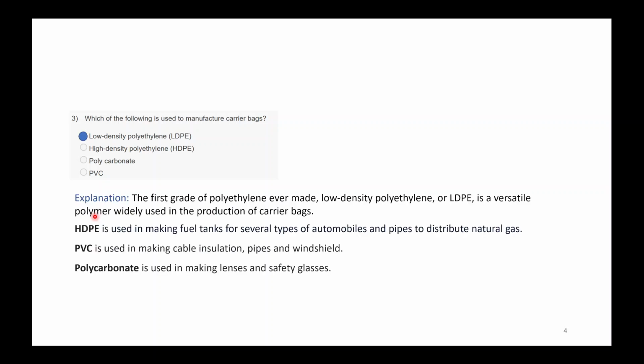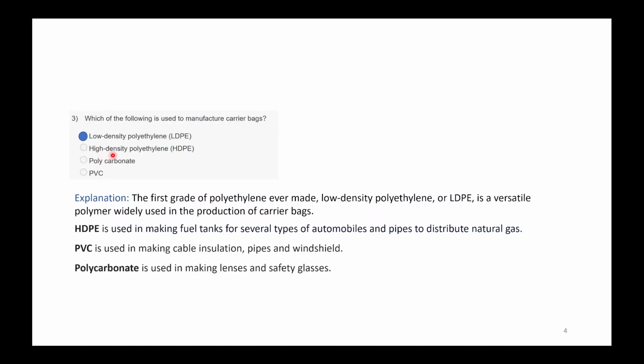Now the next question is, which of the following is used to manufacture carrier bags? The options are low density polyethylene, high density polyethylene, polycarbonate, and PVC. The answer will be the first. We can explain this by saying that low density polyethylene, or LDPE, the first grade of polyethylene ever made, is a versatile polymer widely used in making carrier bags.